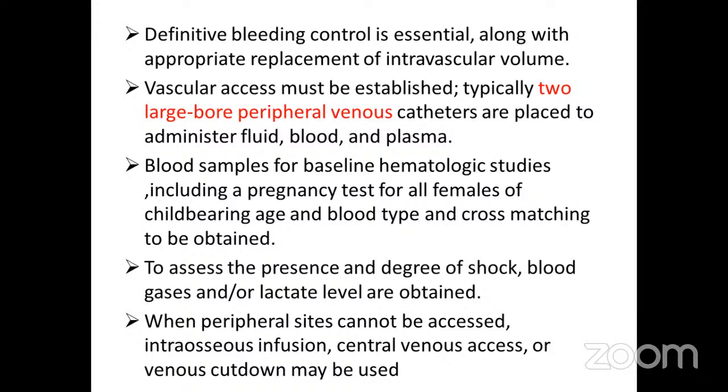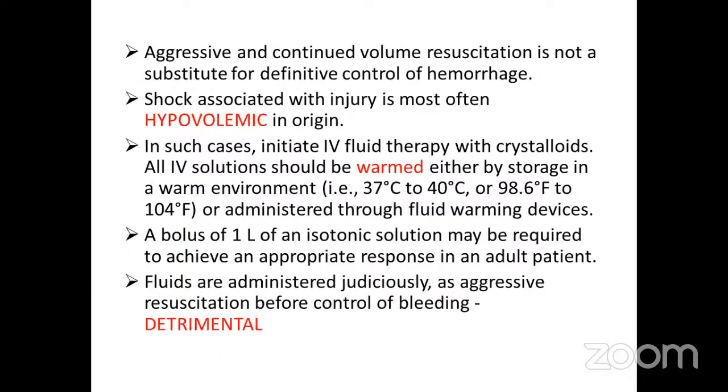You need to have a baseline ABG to assess the degree of shock, and the blood gases or the lactate levels. When peripheral venous catheterization is impossible, you can go for an intraosseous infusion, central venous access, or a venesection. Venesection needs expertise, so it is not usually done in emergencies.